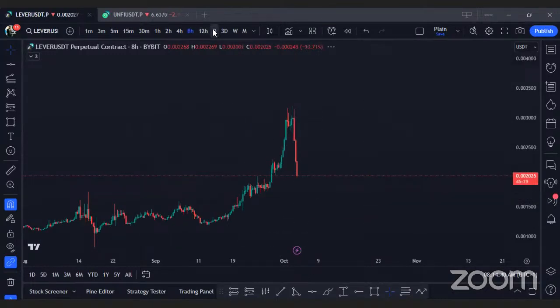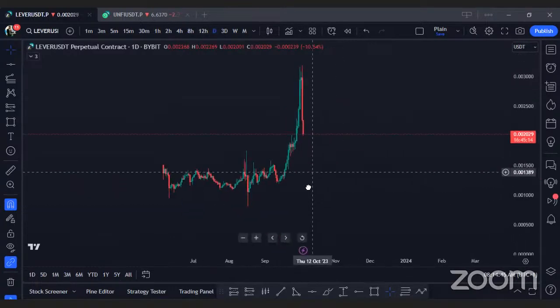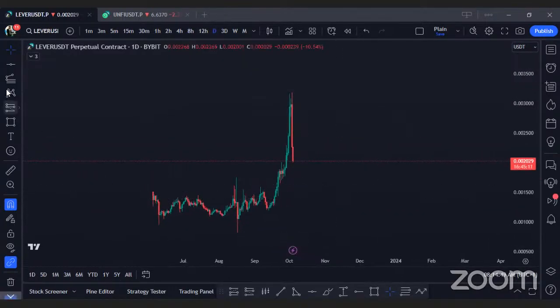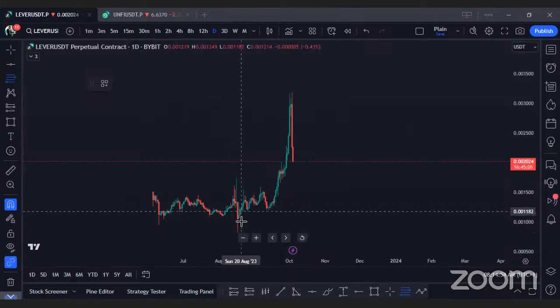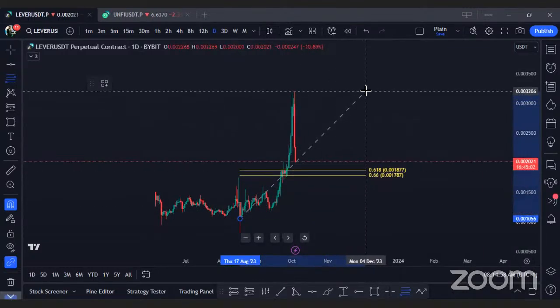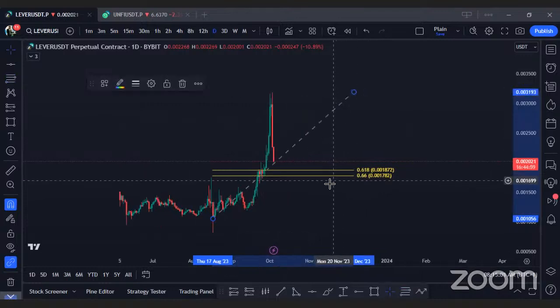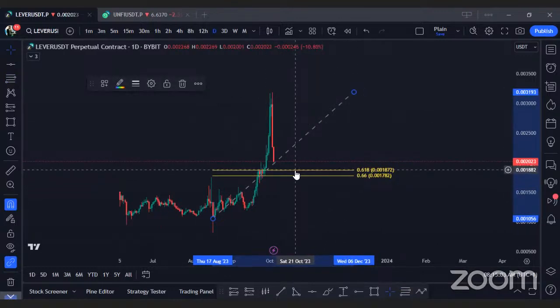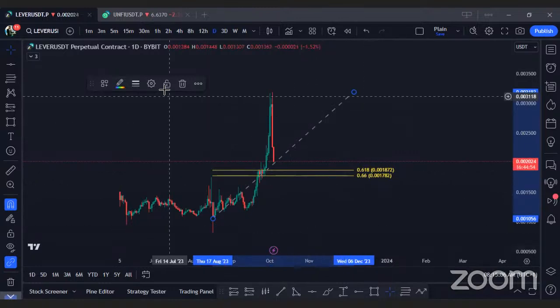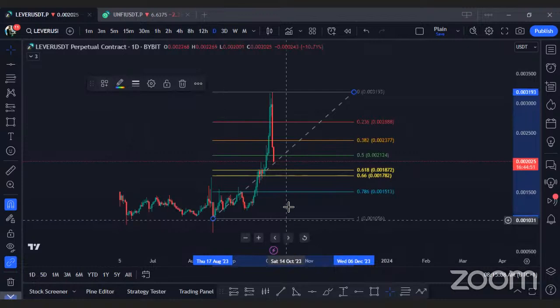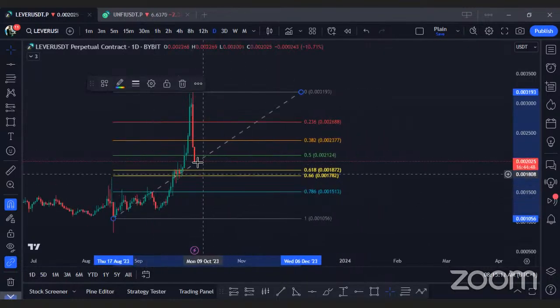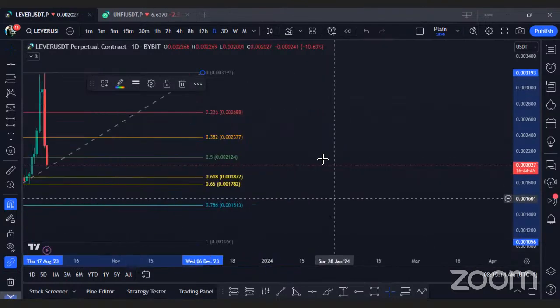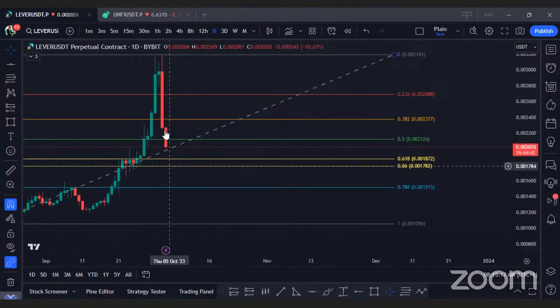How far can this dump? Okay, so let me do my fib here. Let's take this low up to that level. For this, I'll be looking to see if I get a rejection at the 0.618 level, if I use the standard Fibonacci retracement tool. You see that we've broken below that 50% level, so this can keep dropping. I want to see a reaction at this 0.618 level or the 0.66 level.